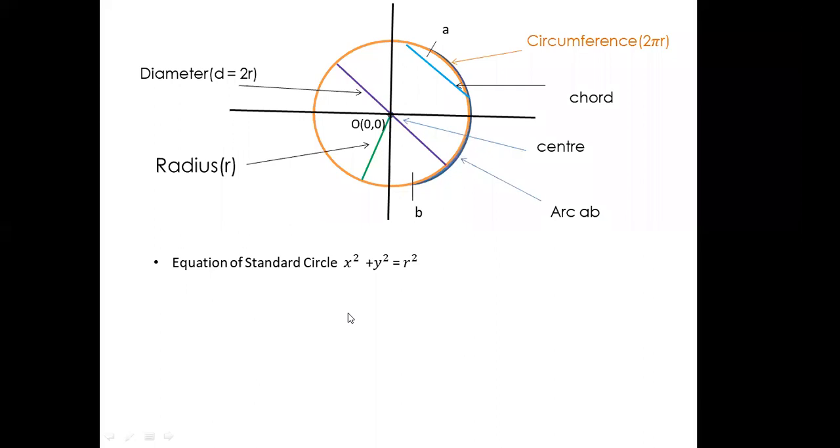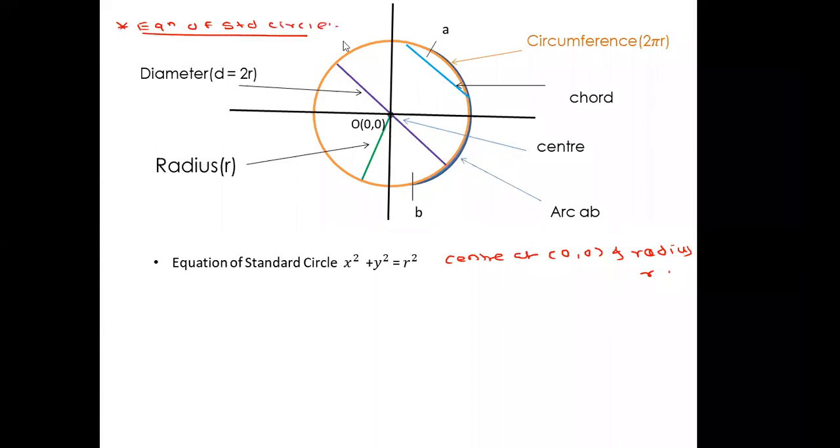So this is the equation of a standard circle: x square plus y square equal to r square. This circle is called a standard circle, with center at origin (0, 0) and radius r. We had the first equation of standard circle. The equation of standard circle is (x minus h) square plus (y minus k) square equal to r square. This is the equation of standard circle.